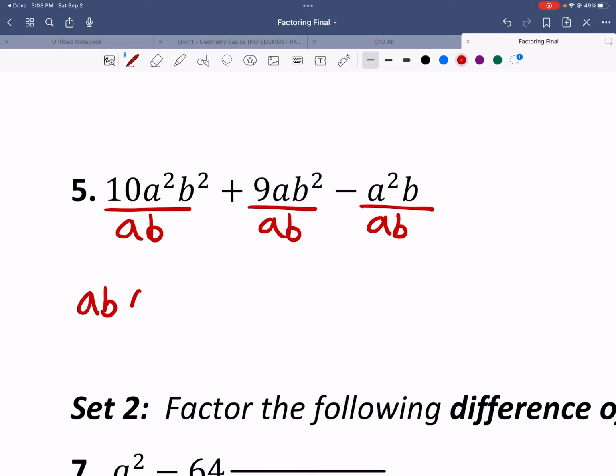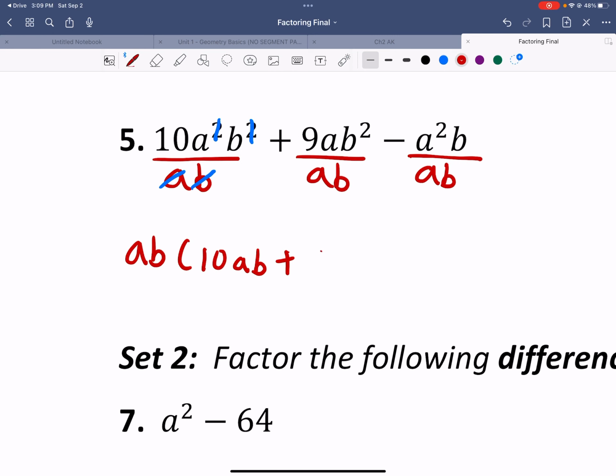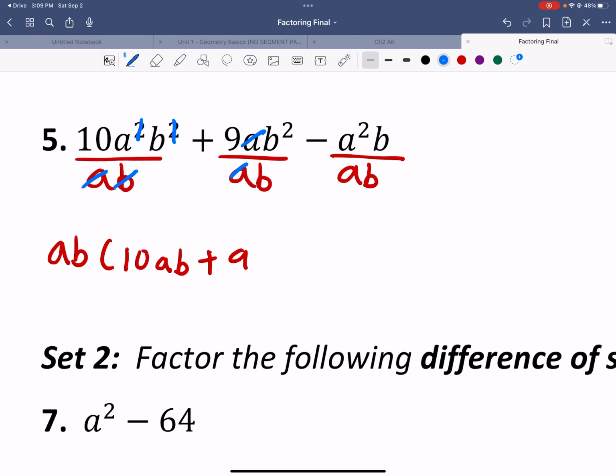So let's take out ab. So it's going to be 10. a squared divided by a is just 1a. b squared divided by b is 1b. Do you see? If you don't know what I'm saying, a will cancel out this one, b will cancel out this one, okay? Plus 9, a will cancel out, b will cancel out this 2 into 1. So we have only one b left over. Oh, it's not a, it's 9b. Minus, this a will cancel this one out, this b will cancel this one out. So we only have one a left over.